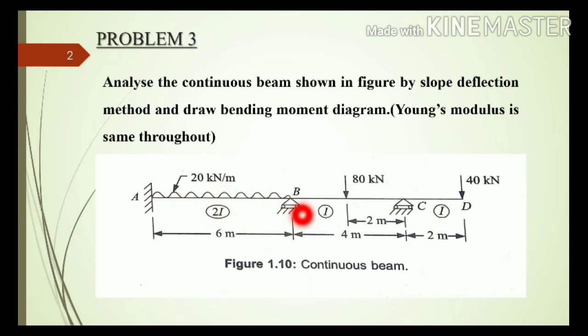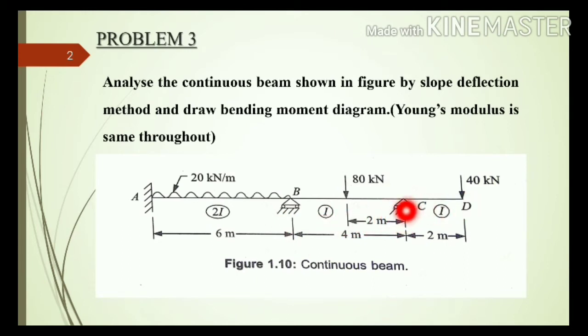The span AB consists of a UDL of 20 kN per meter acting throughout the span, and the moment of inertia of the span AB is given as 2I and the length of the span is 6 meter. In span BC there is a central concentrated load of 80 kN acting. Moment of inertia is given as I and the length of the span BC is 4 meter.